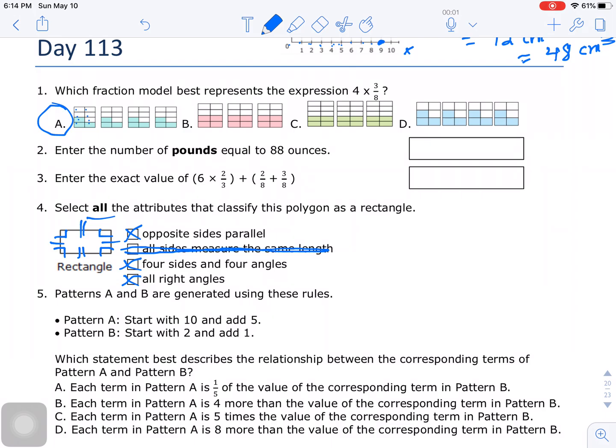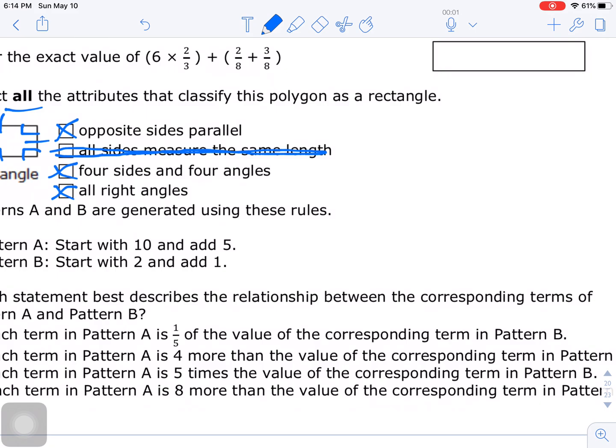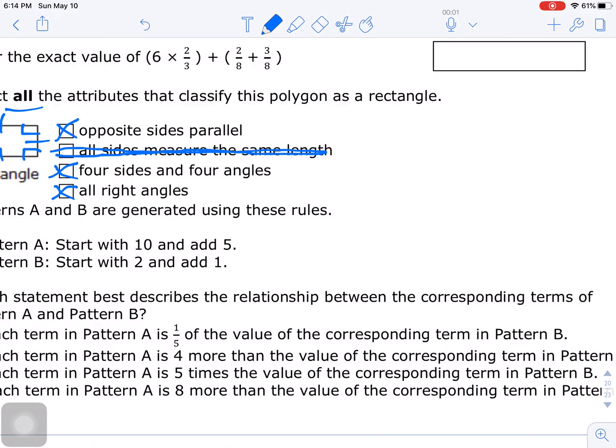Okay, moving on to number 5. Patterns A and B are generated from using these rules. For pattern A, we're going to start with 10 and add 5. So 10, 15, 20, 25, 30. I'm just going to do 5. And pattern B, start with 2 and add 1. 2, 3, 4, 5, and 6.